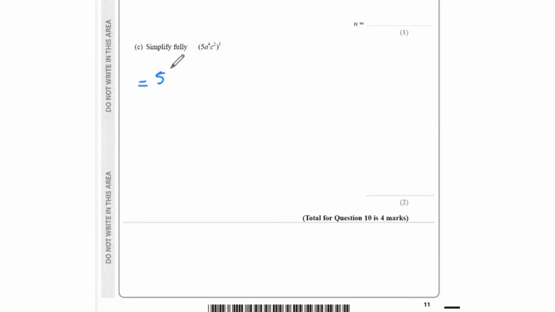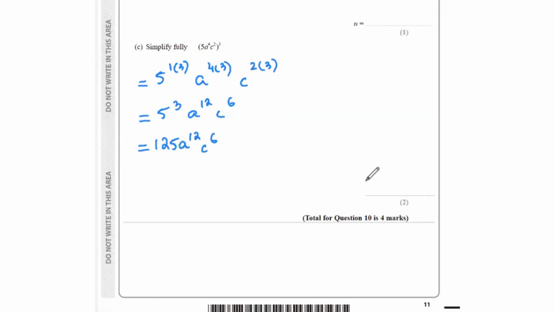So for 5, it's going to be 1 times 3. For a, it's going to be 4 times 3. And c is 2 times 3. The reason I did 1 times 3 for 5 is because whenever there's no power written on top of a number or a variable, it's always assumed to be 1. So it's going to be 5 cubed, a to the power of 12, c to the power of 6. 5 cubed is 125. So this is our fully simplified answer.